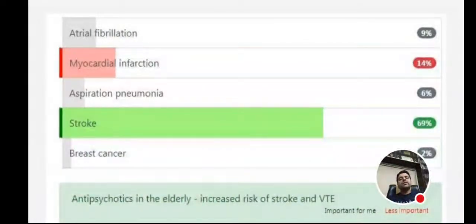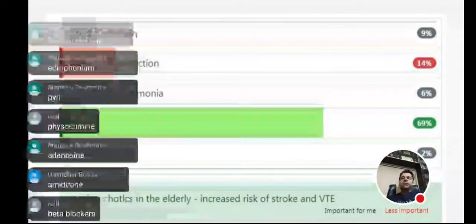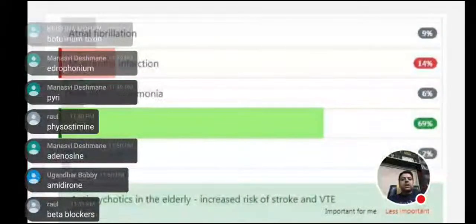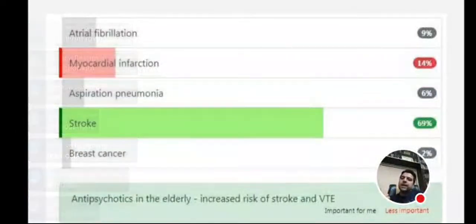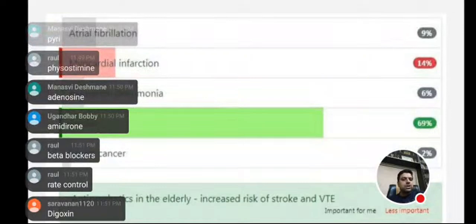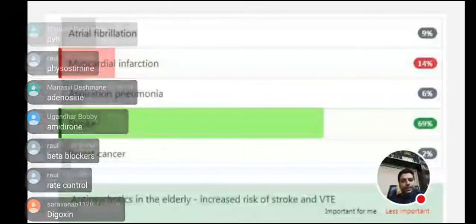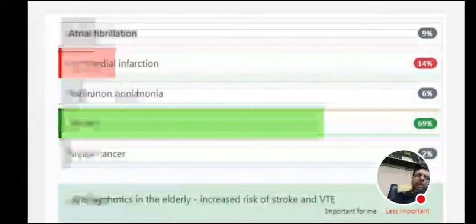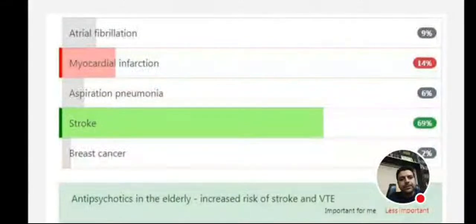In atrial fibrillation, drug of choice: Bobby, amiodarone; Rahul, beta blocker; Nasvi, adenosine. Okay, so Rahul, you are absolutely right. Beta blockers are the first drug of choice in atrial fibrillation. We can use digoxin also, and anticoagulants also in atrial fibrillation.